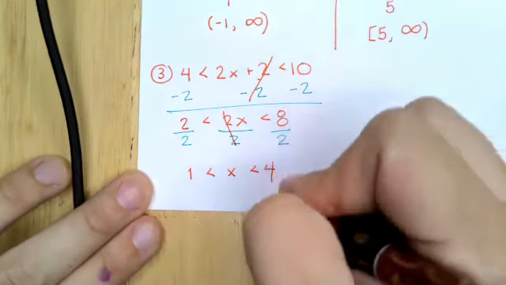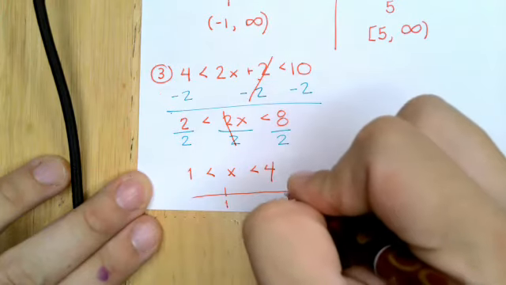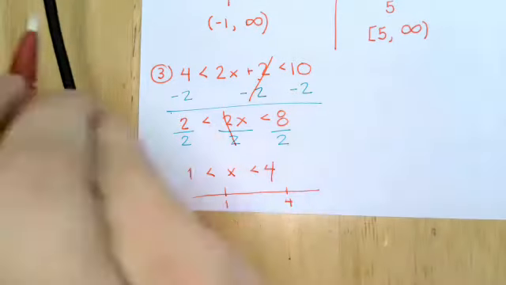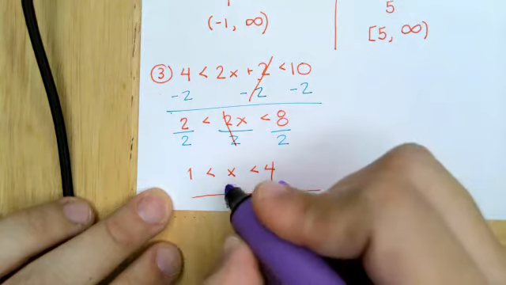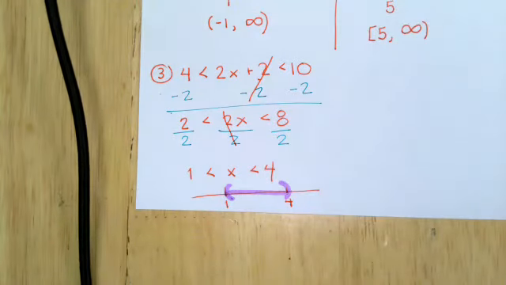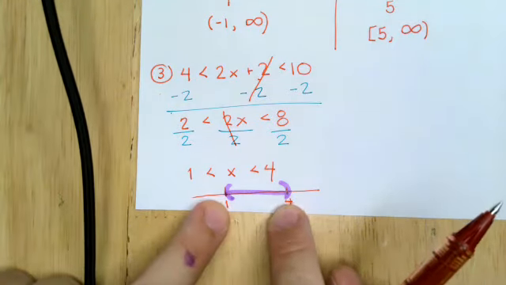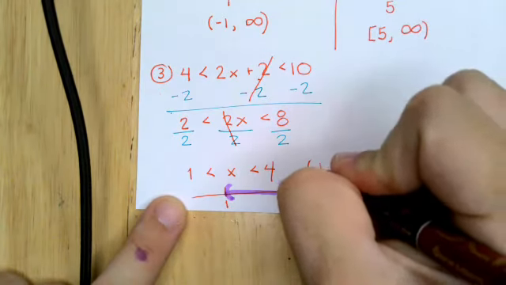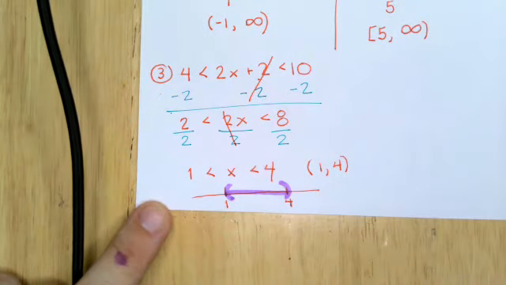So my graph will start at 1 and end at 4, and it will not include either 1 or 4. Okay, and just like my graph used parentheses, my interval notation will use parentheses. Parentheses 1, comma 4. Close the parenthesis because it does not include.